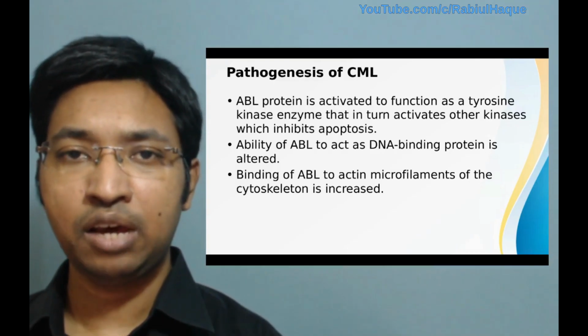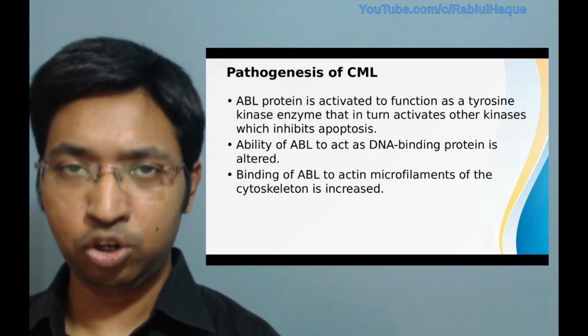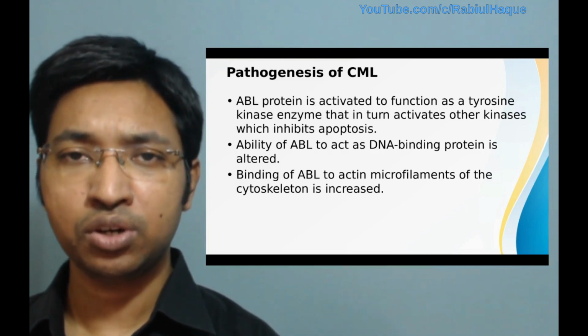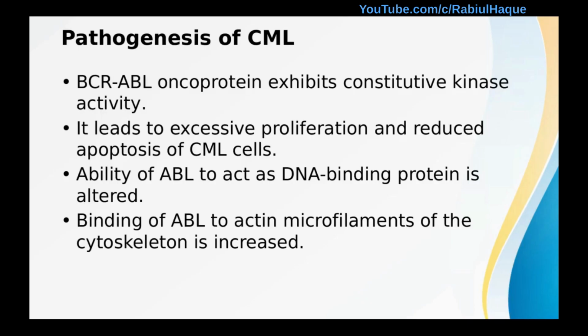So now that we have talked about Philadelphia chromosome, now let's move on and talk about the pathogenesis of chronic myeloid leukemia. Now this slide is summarizing the pathogenesis of chronic myeloid leukemia when there is formation of BCR-ABL fusion gene due to balanced translocation between chromosome 9 and chromosome 22. This fusion gene will ultimately be translated into BCR-ABL oncoprotein.